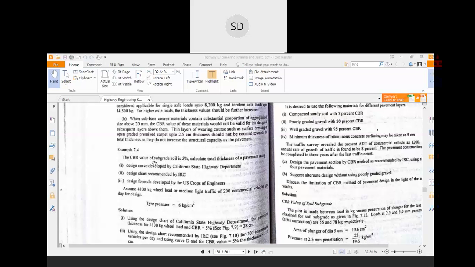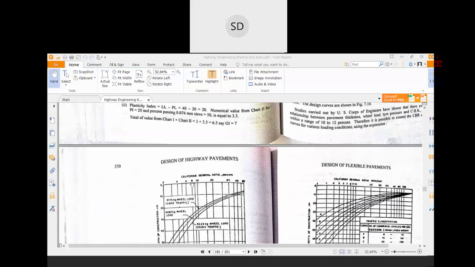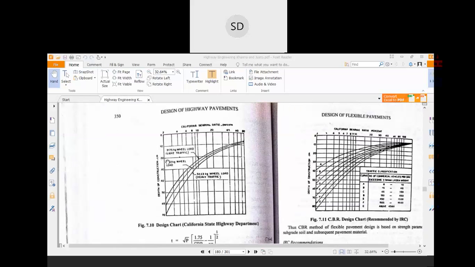From this question, you have to find out the total thickness of the pavement. Another thing given is that you have to design the pavement for medium traffic conditions. How are you going to design that pavement? That is a very simple task. You just have to find the particular chart from the IRC 37 code. This is the chart.